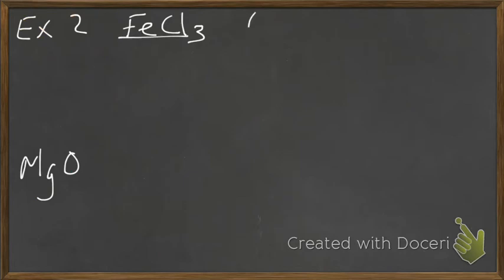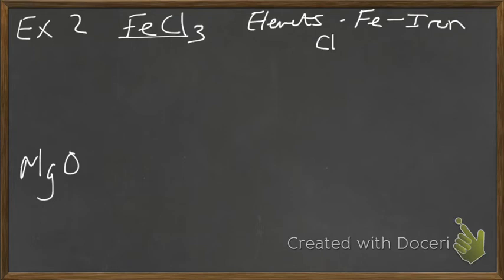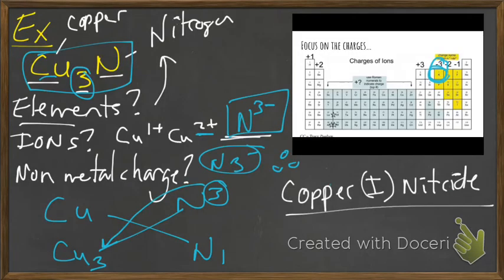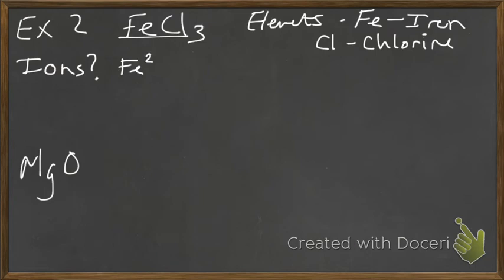FeCl3. Okay, elements. I know Fe is iron. And I know Cl is chlorine. Now, what are the ions for both of these? Fe, I'm pretty sure iron has 2 charges, 2 plus and 3 plus. So it could be 2 plus, 3 plus. I don't know, could have more. I'm not entirely sure, actually.